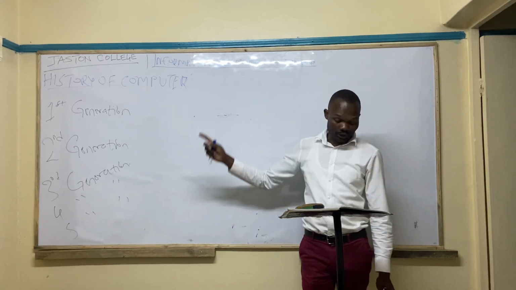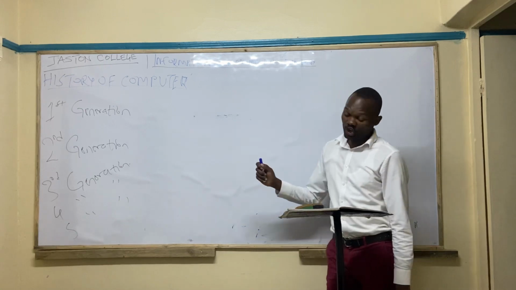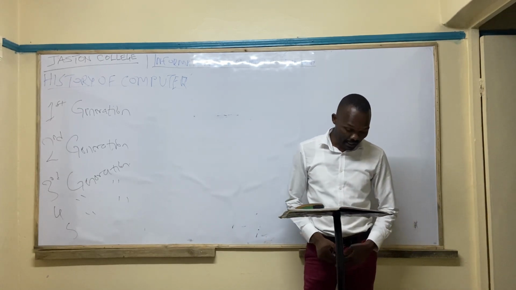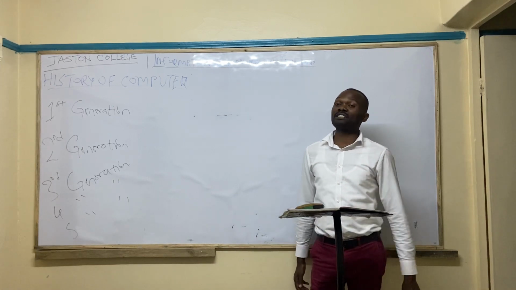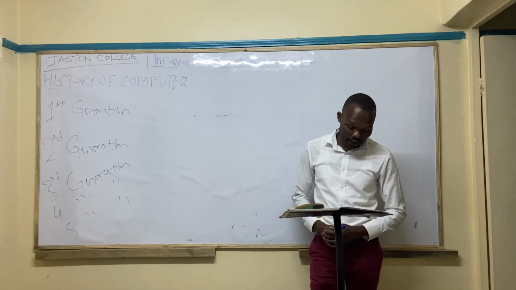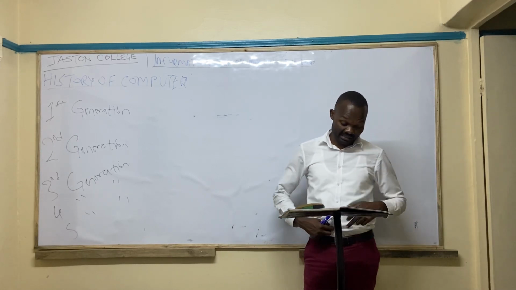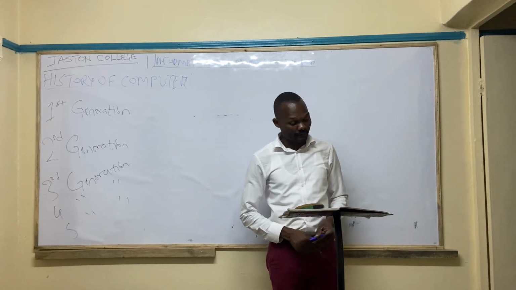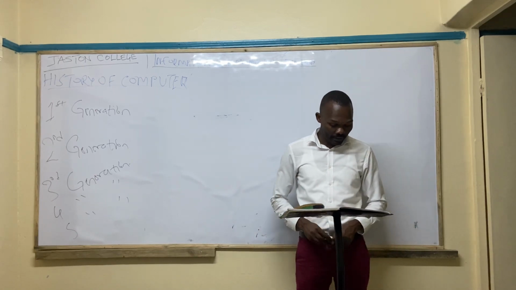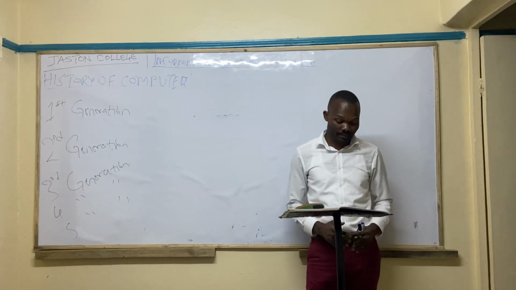The first generation computers were as big as a room. They were very slow in operating. They were expensive, broke down frequently, were cumbersome to operate, and used punch cards. The second generation used less heat as compared to the first, because they had transistors. They did not break down frequently. They used punch cards, just like their counterparts. They were relatively fast in use.